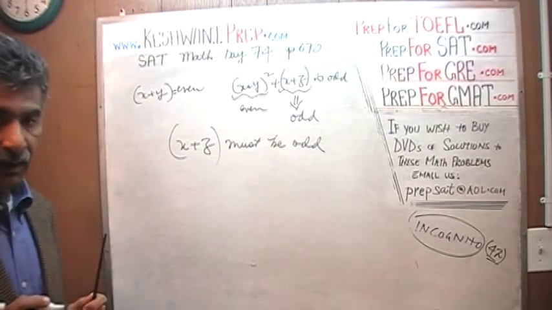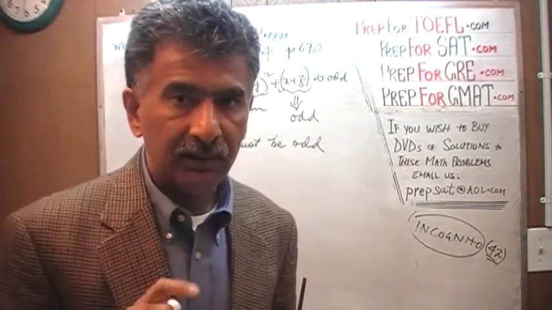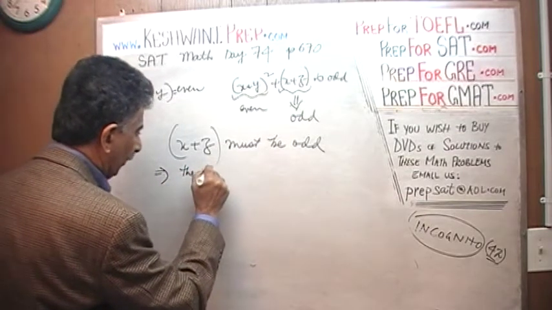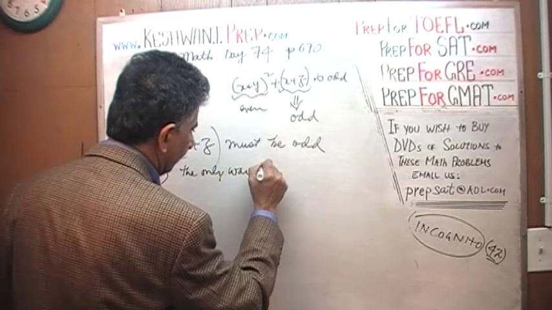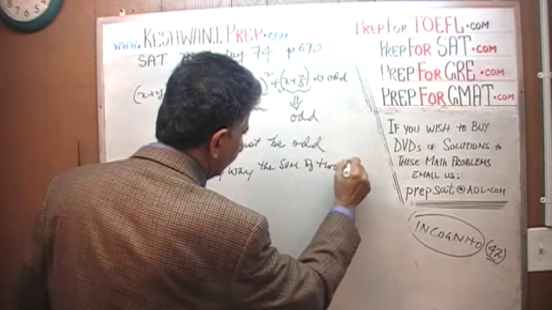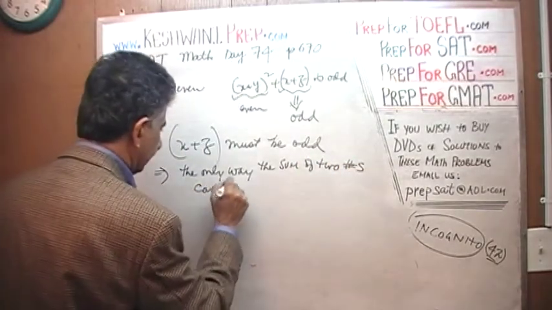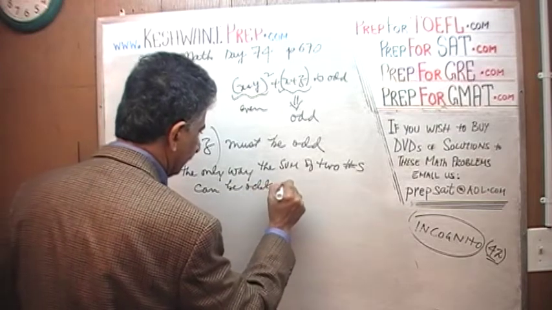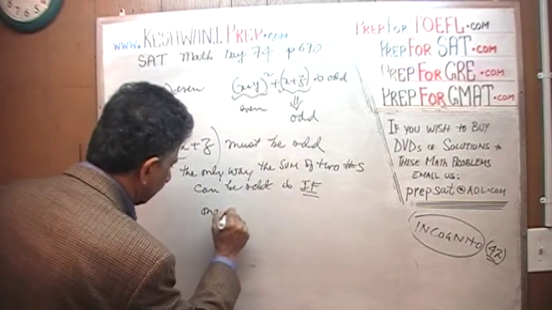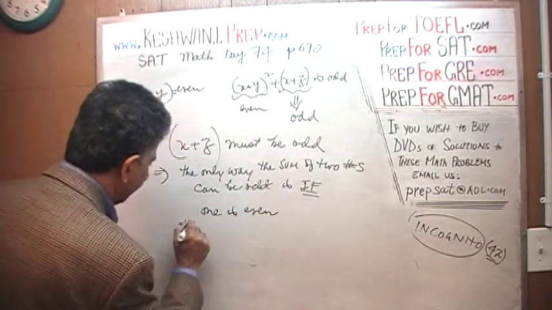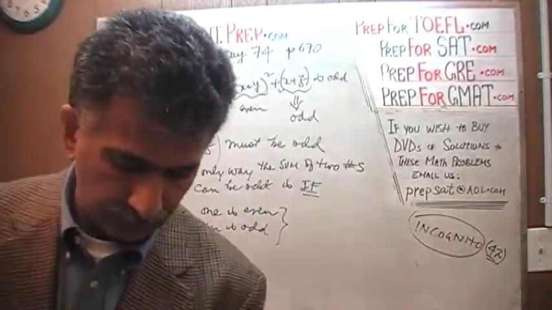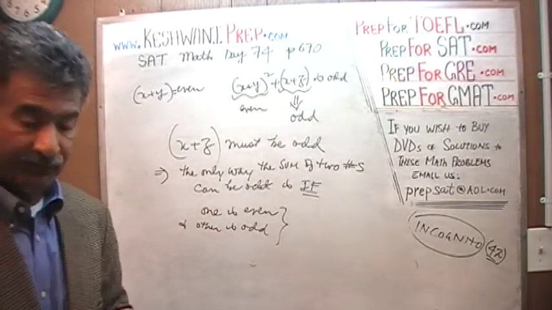Now let's analyze that part. How can the sum of two numbers be odd? This implies that the only way the sum of two numbers can be odd is if one is even and the other is odd. That's it. Think about it for a second. The only way the sum of two numbers can be odd is if I'm holding two numbers in my hand.